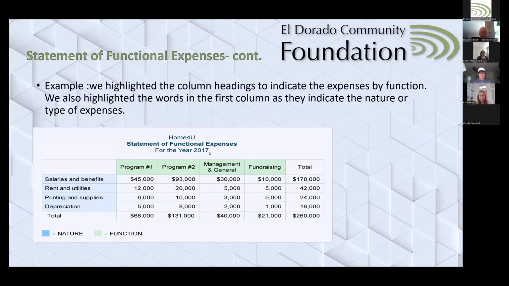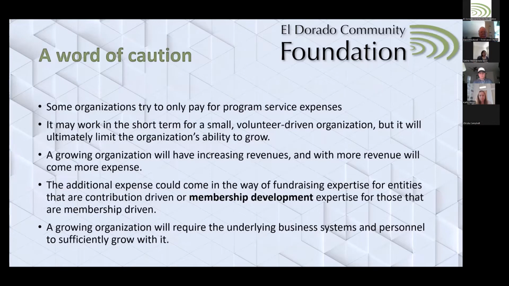I'm going to move to the next slide because I want to show you a lot of organizations and donors actually want to pay only for program service expenses. And it may work in the short term if you're volunteer driven, if you don't have salaries and benefits, if you don't have a management staff, everybody's volunteer, that's great. But you will end up having management expenses.